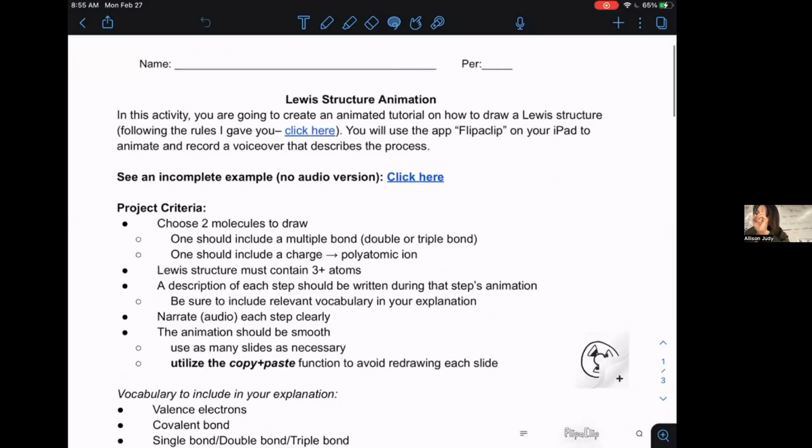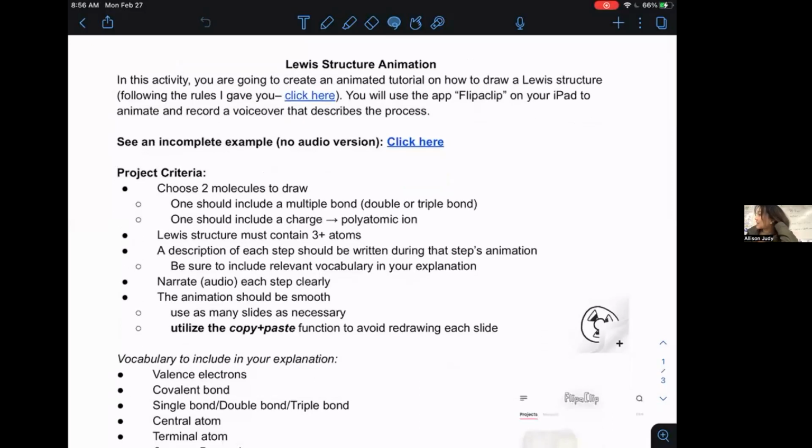But the goal is you're going to draw 2 molecules and you're going to work in partners, okay? One has to have a multiple or double bond, like some double or triple bond. I'm going to force you to deal with special cases. One must also be a polyatomic that you draw, where you have to account for the gaining or losing of your overall electron count. Okay, so your 2 molecules must have a double bond or triple bond and must be a polyatomic. So each partner will take on 1. Okay, your Lewis structure, so each molecule must have at least 3 atoms.